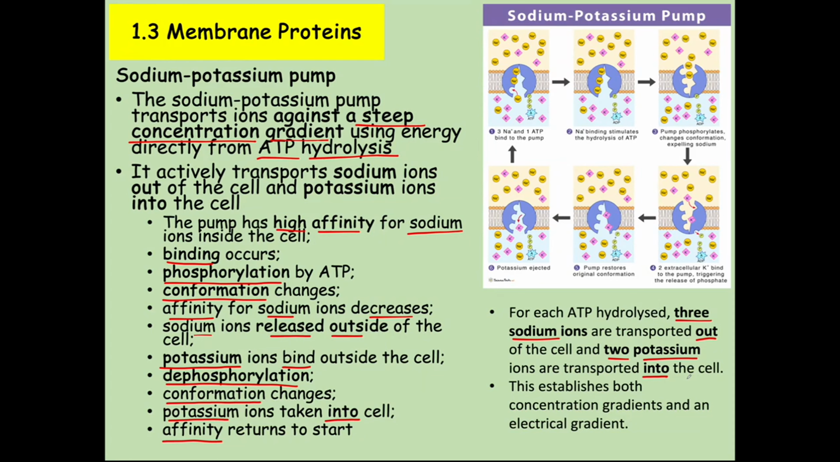Okay, 3 sodium out, 2 potassium in. You do need to remember those numbers. Why is the sodium-potassium pump so important? Well, it establishes both concentration gradients and an electrical gradient. So both the concentration and electrical gradients within the cell. This is especially important in some of the other processes in the cell, such as one that we're just about to look at, but also another one which comes up in the next topic.